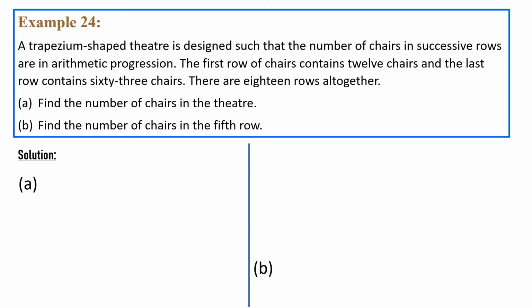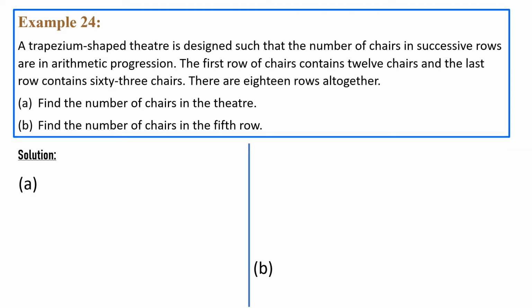Example 24. A trapezium-shaped theatre is designed such that the number of chairs in successive rows are in arithmetic progression. The first row of chairs contains 12 chairs and the last row contains 63 chairs. There are 18 rows altogether. First, find the number of chairs in the theatre.